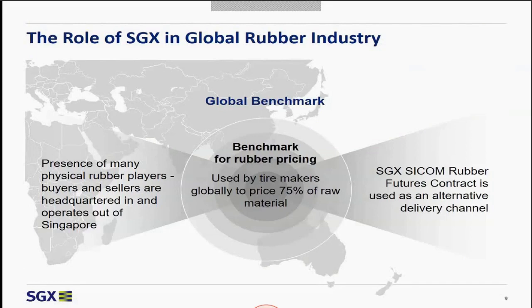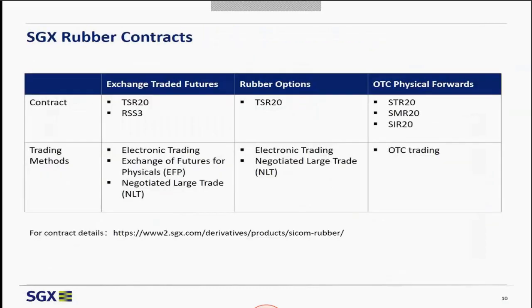SGX SICOM Rubber Futures is the global benchmark for the rubber industry. Our SICOM rubber futures prices are used by tire makers globally to price 75% of rubber raw materials. SGX rubber products can be broadly classified into 3 broad categories. For exchange-traded futures, we offer the world's only US dollar-traded TSR20 and RSS3 futures. We also offer the world's only TSR20 rubber options. In addition to exchange-traded futures and options, we also have 3 OTC rubber forwards based on standard Thai rubber, standard Malaysia rubber, and standard Indonesian rubber.